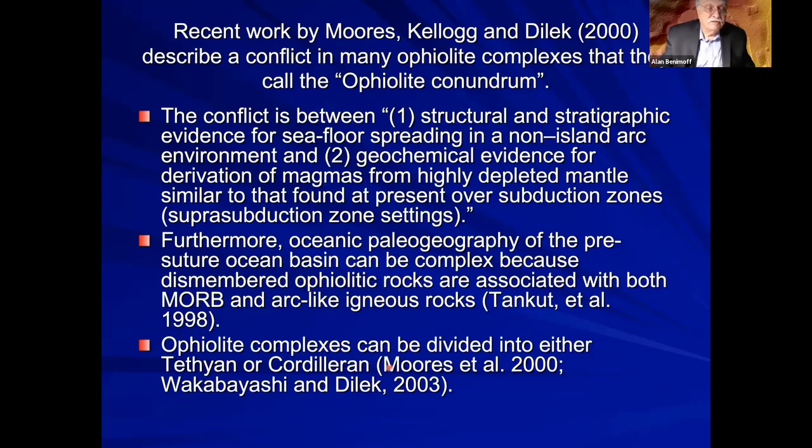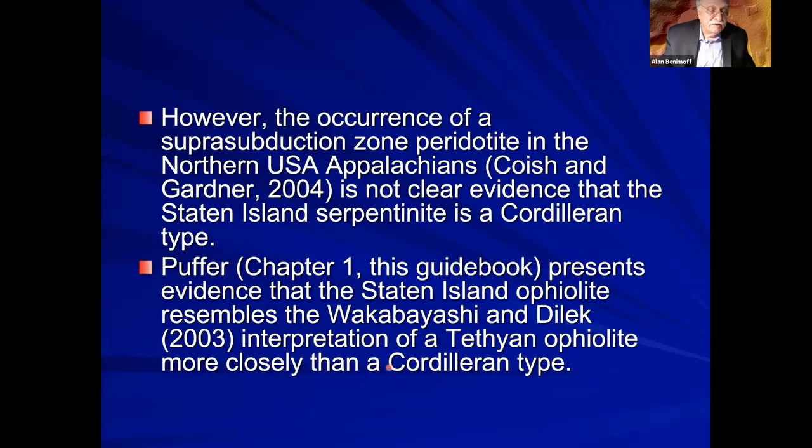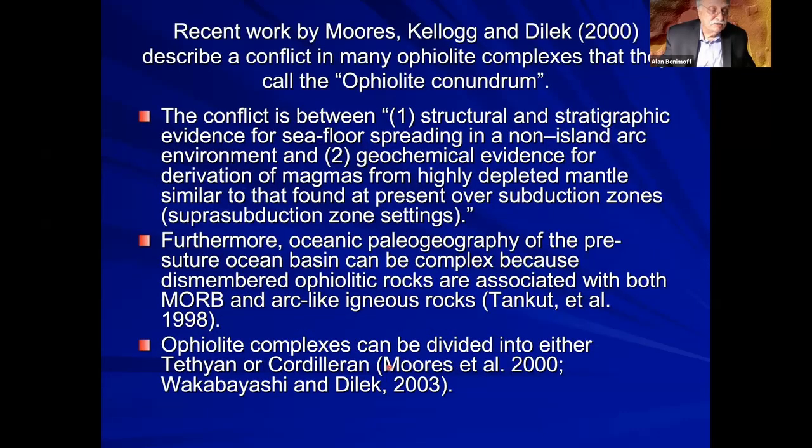Geochemical evidence shows derivation of magmas from highly depleted mantles, similar to those found in present subduction zones. Furthermore, the oceanic paleogeography of the pre-suture ocean basin can be complex, because dismembered ophiolite rocks, which is probably what we have here in the cell sequence, are associated with both mid-ocean ridge basalts and arc-like igneous rocks.